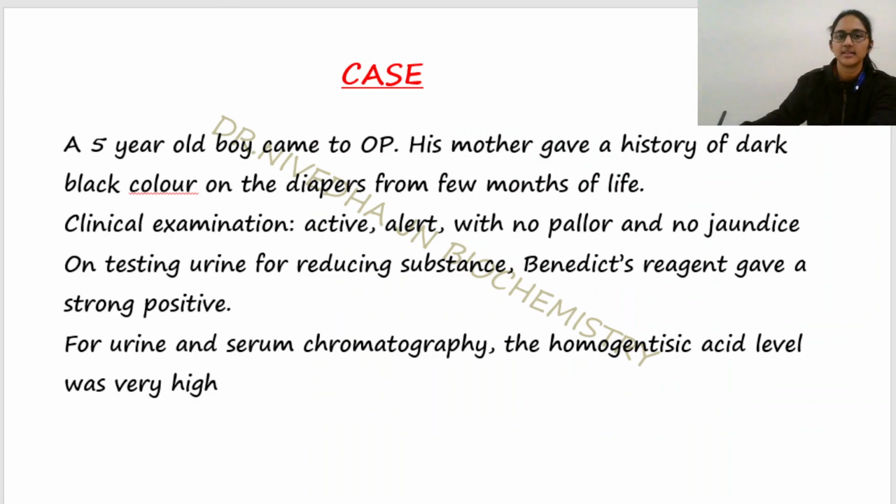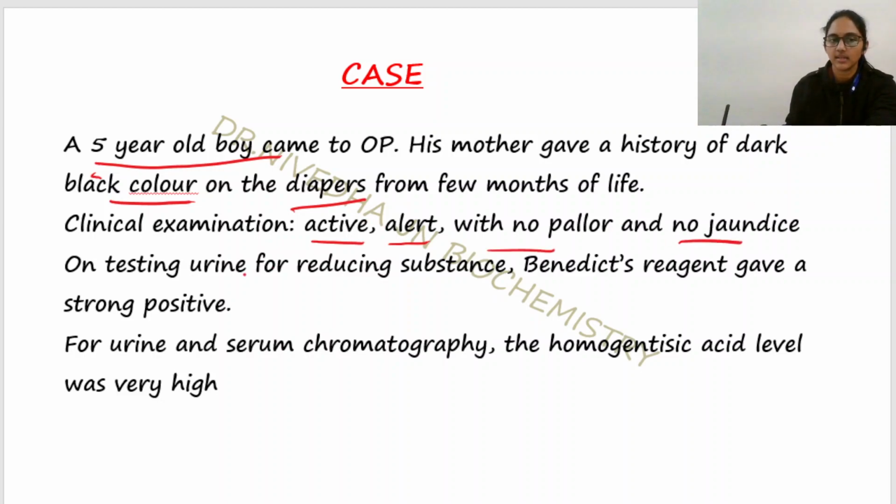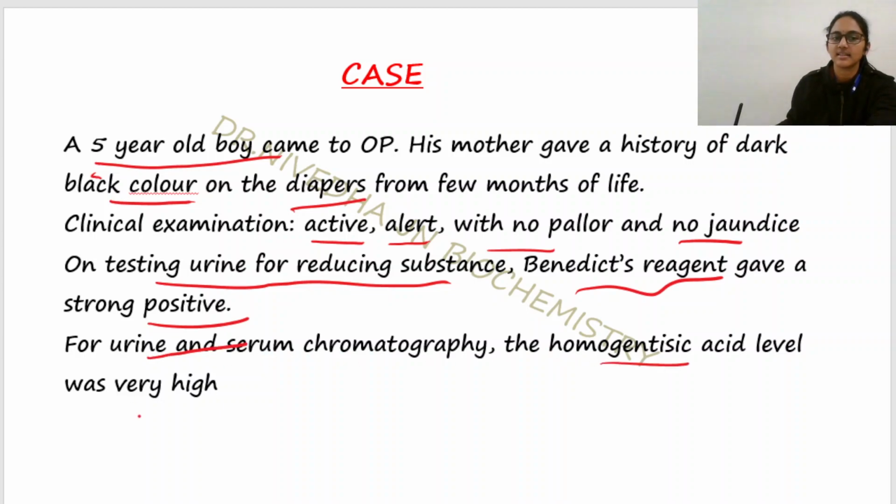Now let's see another case. Now tell me what this case is. A 5-year-old boy came to OP. His mother gave a history of dark black color on the diapers for a few months of life. Clinical examination, active, alert, no pallor, no jaundice. There is no significant clinical history. And then on testing urine for reducing substance, Benedict's reagent gave a strong positive. For urine serum chromatography, homogentisic acid level was very high.